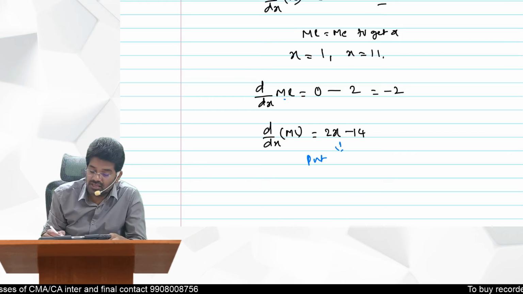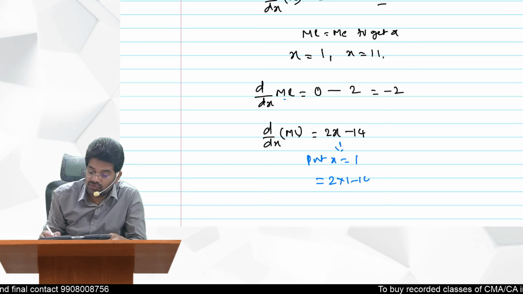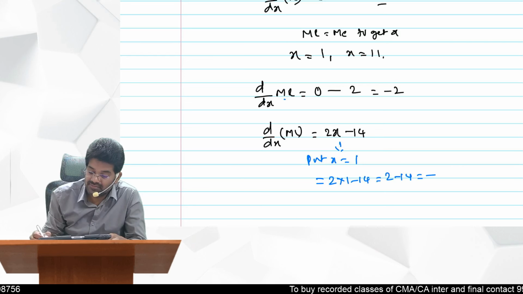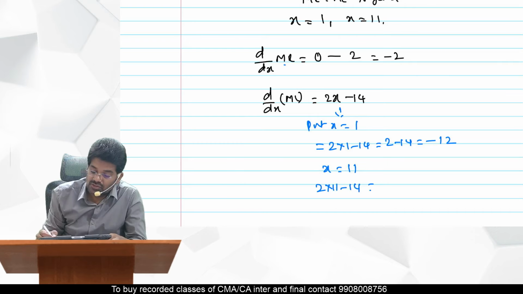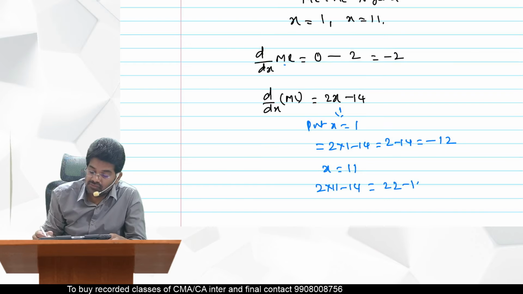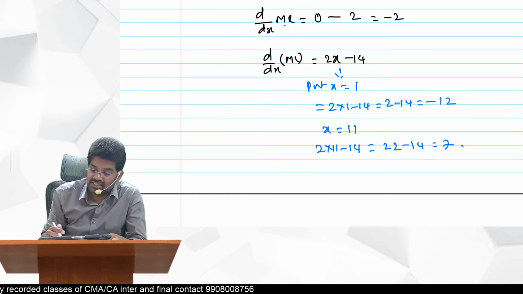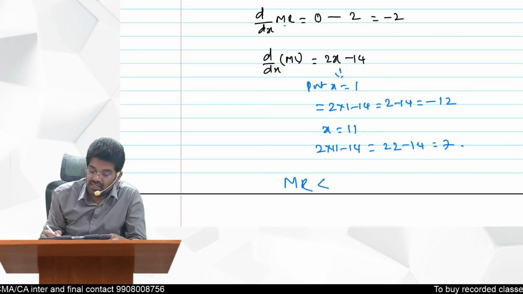Put x is equal to 1. How much am I getting? 2 into 1 minus 14, so 2 minus 14, I am getting minus 12. If x is equal to 11, put 2 into 11 minus 14. So 22 minus 14, I am getting 8. So that means d by dx of MR is less than d by dx of MC. It means negative only.